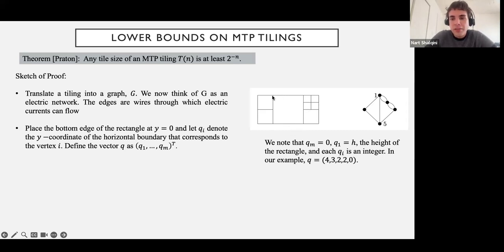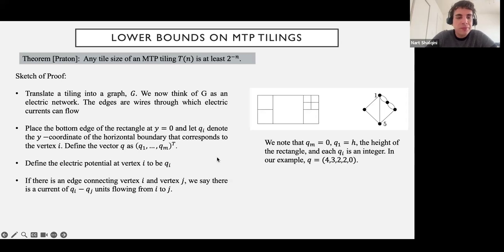Because I have two 2s, I have one 3, I have one 4, and I have one 0 here. And then I define the electric potential at vertex i to be Qi, so the height of a horizontal component. And if there's an edge that connects vertices i and j, I say that there is a current of Qi minus Qj units flowing from i to j.